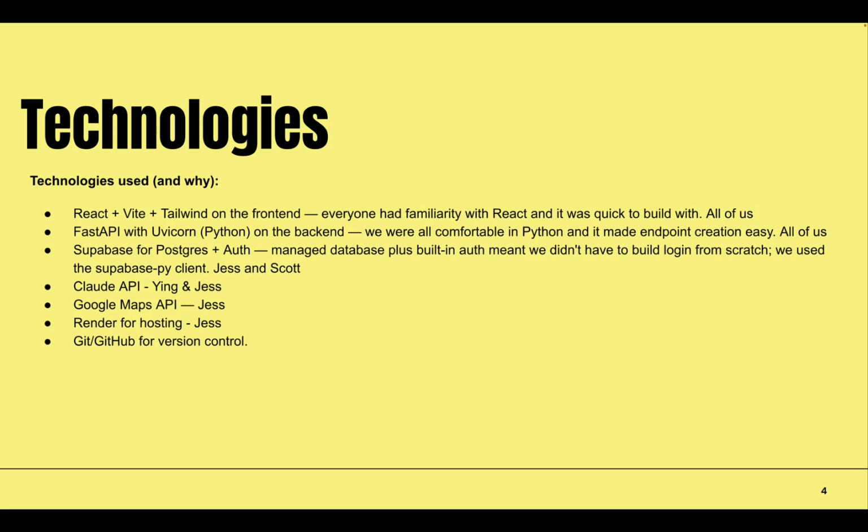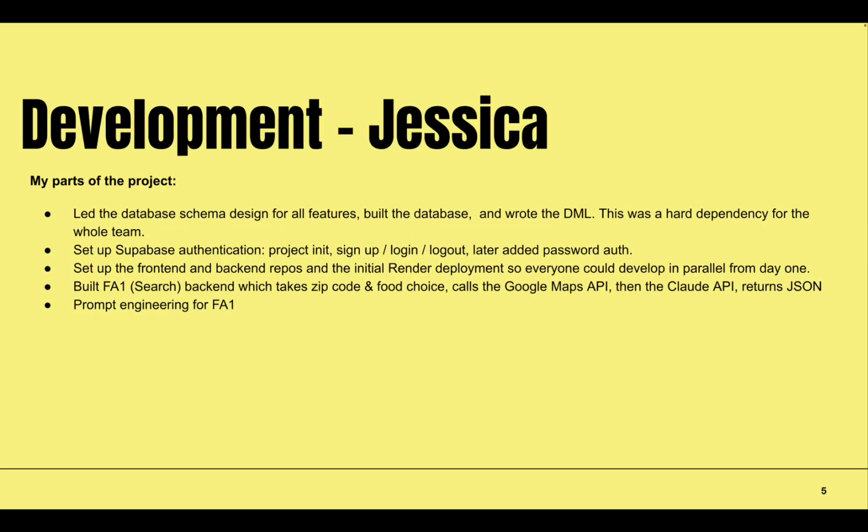We also used the Claude API, which we felt was slightly less evil than the OpenAI API. Google Maps API for the grocery store search. We use Render for hosting.